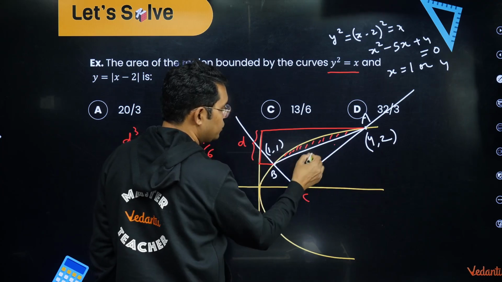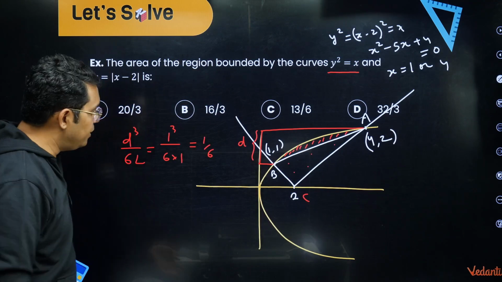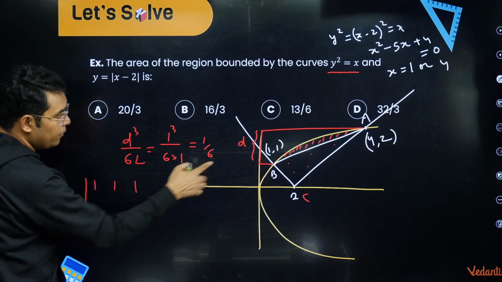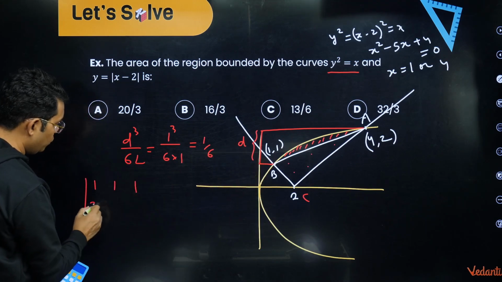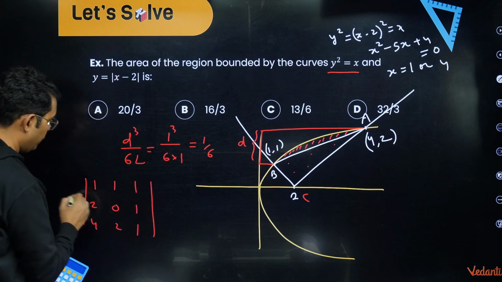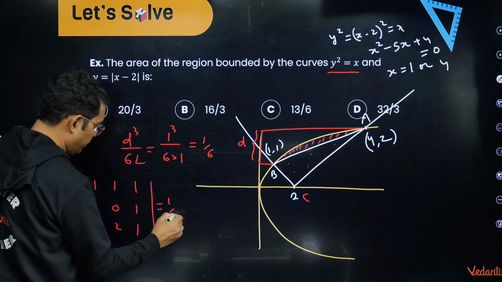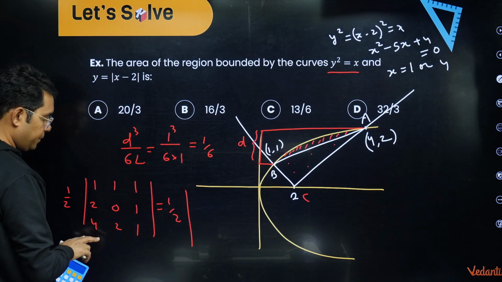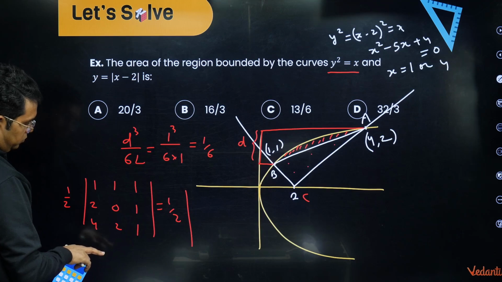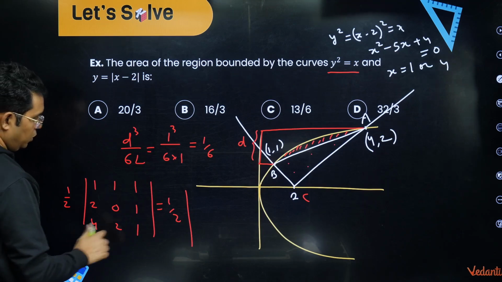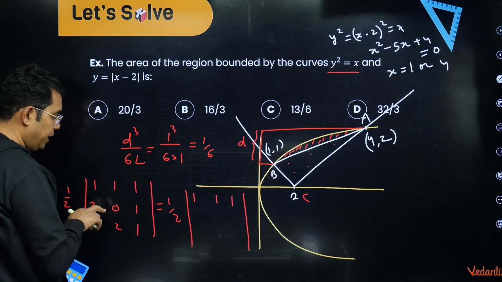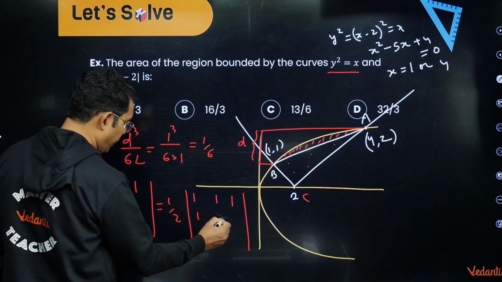This area can be found using the area of a triangle, using a determinant. So that will be 1, 1, 1 for one point, 2, 0, 1 for the other, and then 4, 2, 1, with 1/2 outside. Maybe I can use some property. Let me keep the first row as it is, and subtract the second and third rows from this one. So it will be 1, minus 1, 0.